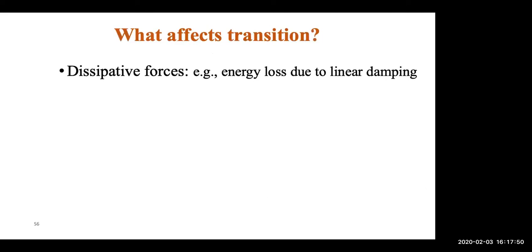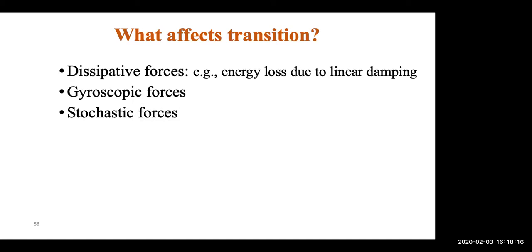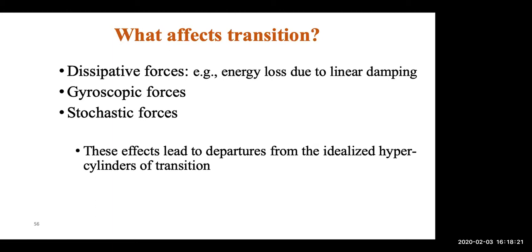Orbital mechanics is nice because there are no dissipative forces, no non-conservative forces. It's usually just gravity. Maybe you could consider the force of low thrust, but we want to consider in general what the effect on these tubes is when we consider dissipative forces or gyroscopic forces, so forces due to rotation, and even stochastic forces, so noise or some kind of stochastic signal. These can lead to departures from the idealized cylinders, because locally tubes look like cylinders. They have the geometry of cylinders.